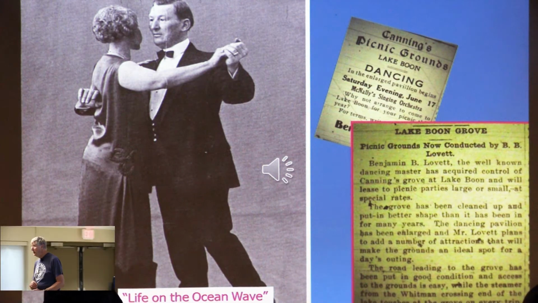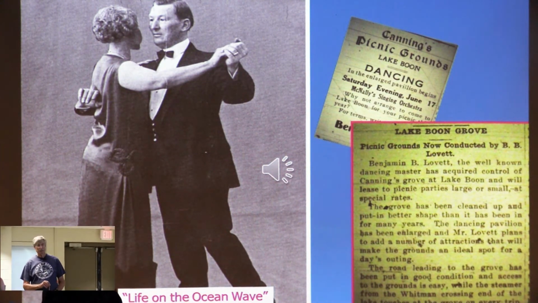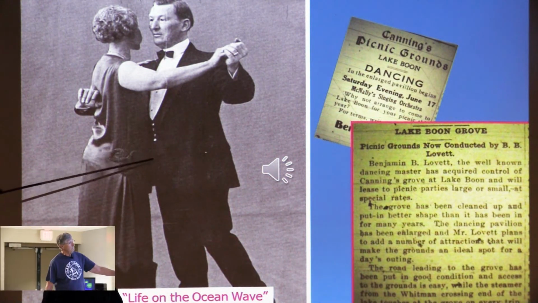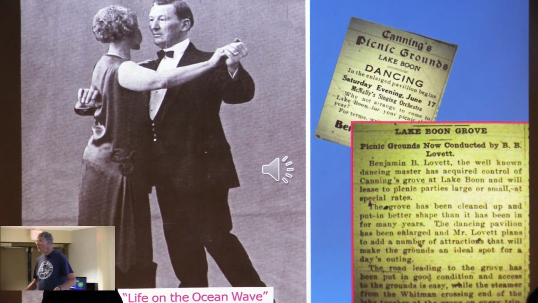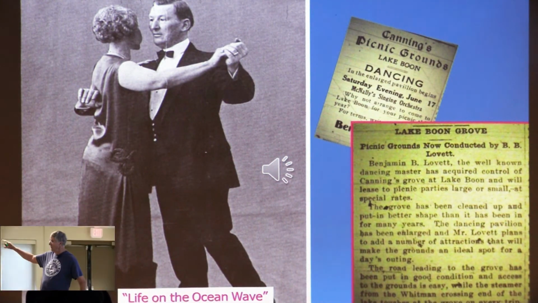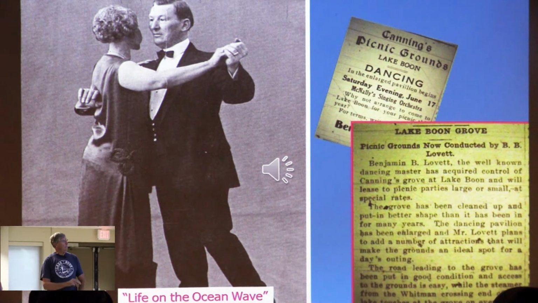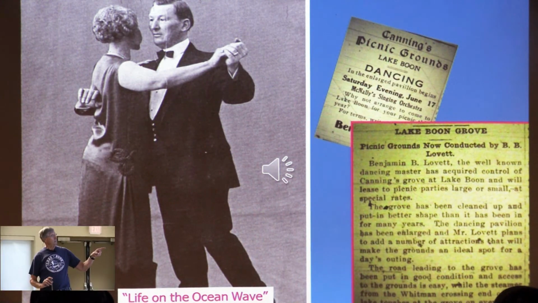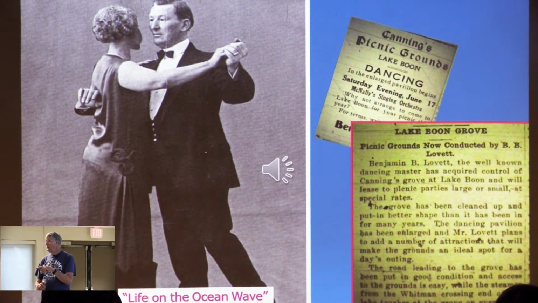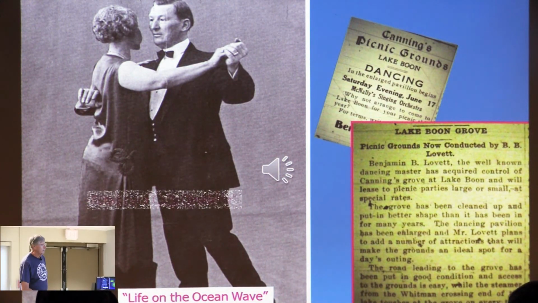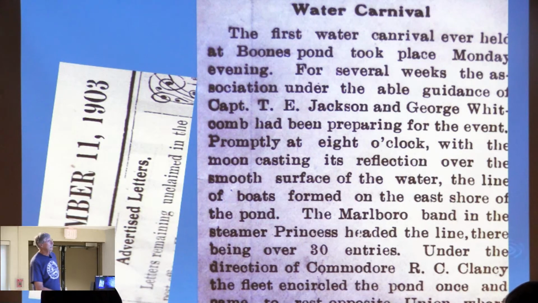This is what they would have done at Canning's Grove. I suspect they did not do ballroom dancing, but rather square dancing, which was very popular at that time. In fact, Benjamin Lovett was noticed by Henry Ford, who at that time in the 20s was building down the street in Sudbury. He came, he believed very much in American culture, and he hired Benjamin Lovett, brought him to Dearborn, and had him teach Ford employees square dancing. Well, there's another one, but we need to move on.